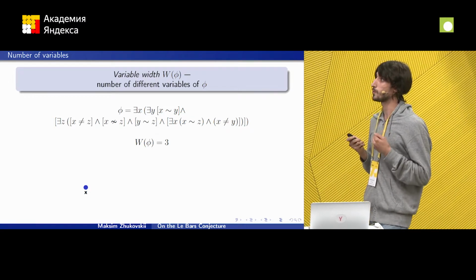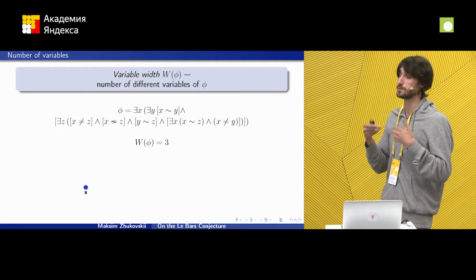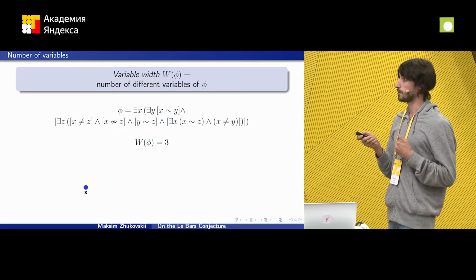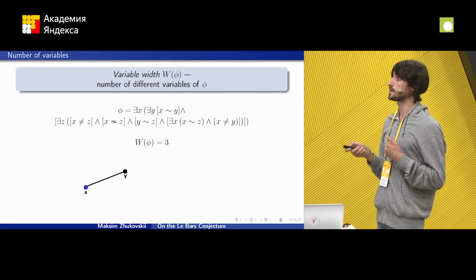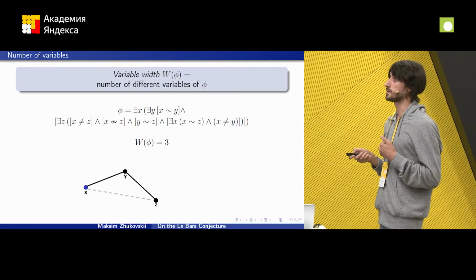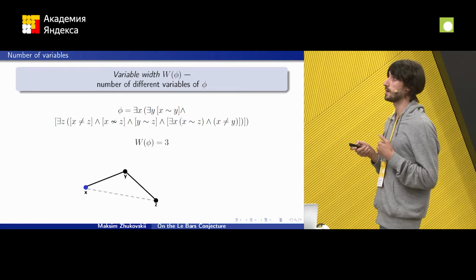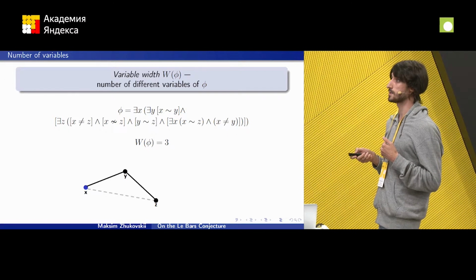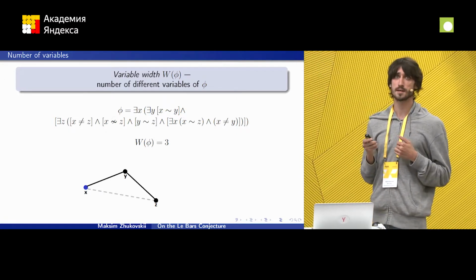To explain how we can do it, I want to show you this example and to explain what property it represents. So what do we have? There exists x, and there exists y such that x and y are adjacent, and there exists z such that x and z are distinct vertices, and y and z are adjacent, but x and z are non-adjacent. And there also exists a vertex x.